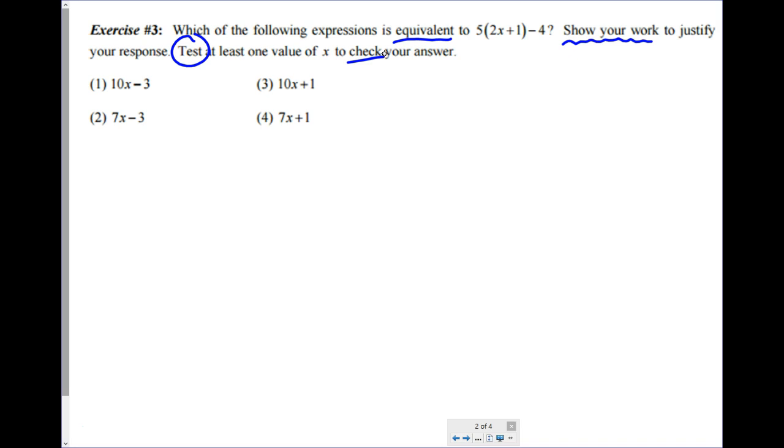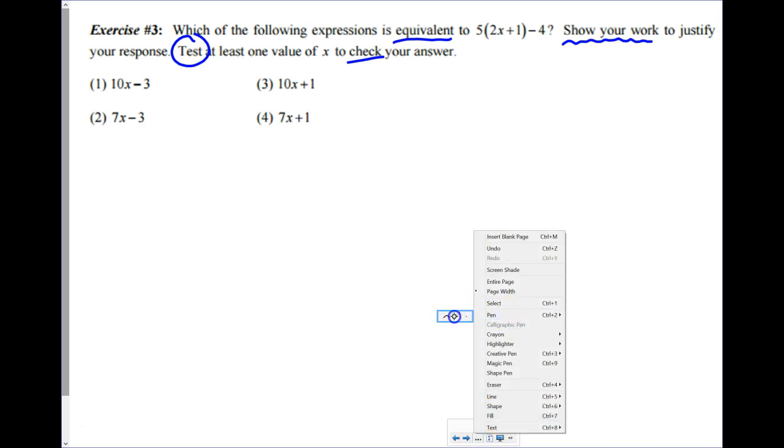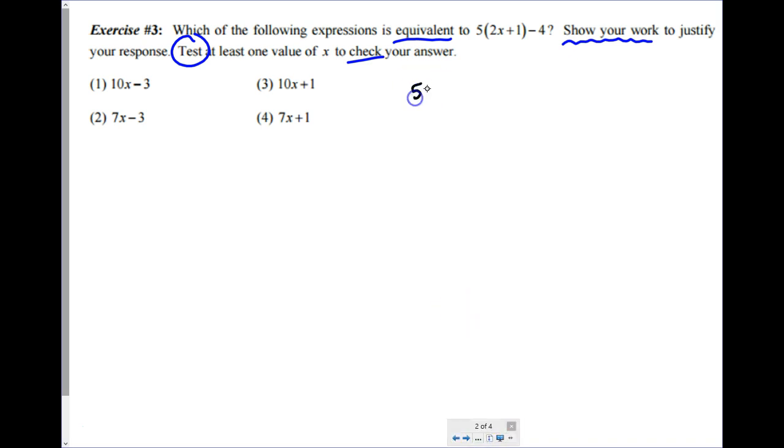So the first thing I'm going to do, because I like to keep organized, and this might take some workspace, is I'm going to rewrite this. I'm going to say, okay, 5 times 2x plus 1 minus 4. So I'm just rewriting the expression. Now I'm going to try and start simplifying it.